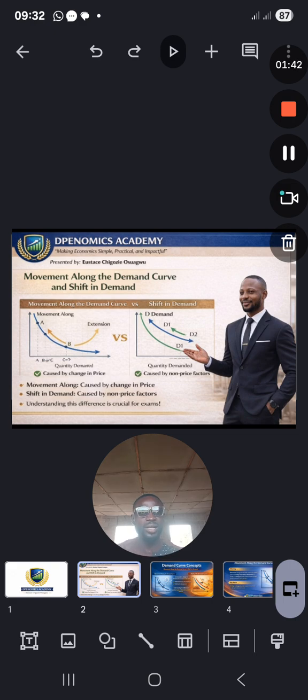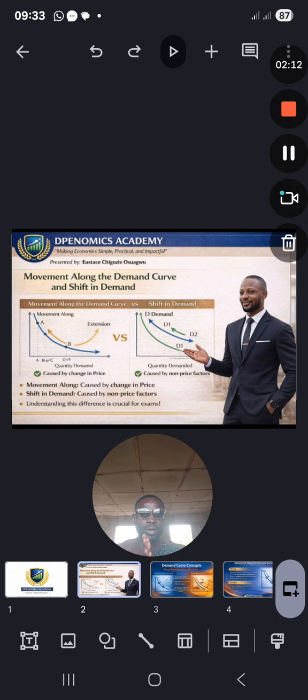Every other factor, like age distribution, seasonal changes, government policies, income of the consumer, price of related commodities, taxation, credit facilities, credit storage facility, transportation, and so on and so forth, can cause a shift in demand. But the price of the commodity does not cause a shift in demand. It only causes a movement along the demand curve.